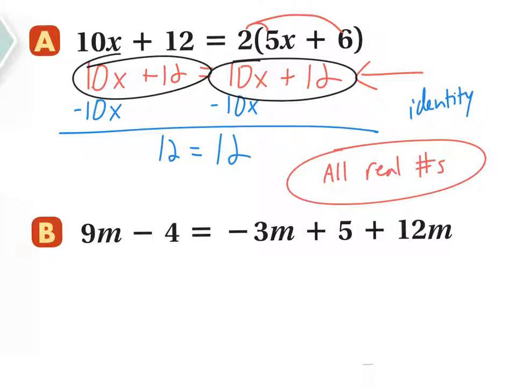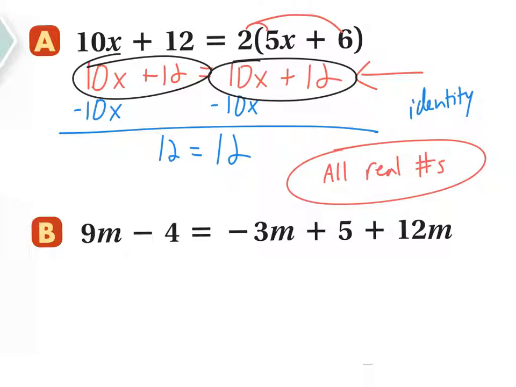So if you pick 5, you're going to have 10 times 5 plus 12, and on the right, you're going to have 10 times 5 plus 12. It's going to balance out no matter what number you put. So if you're solving an algebra problem and you get to a point where the left side completely matches the right side, you can stop.